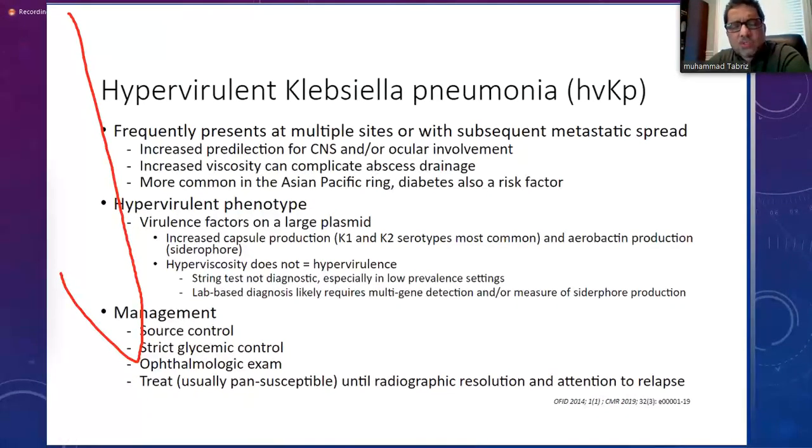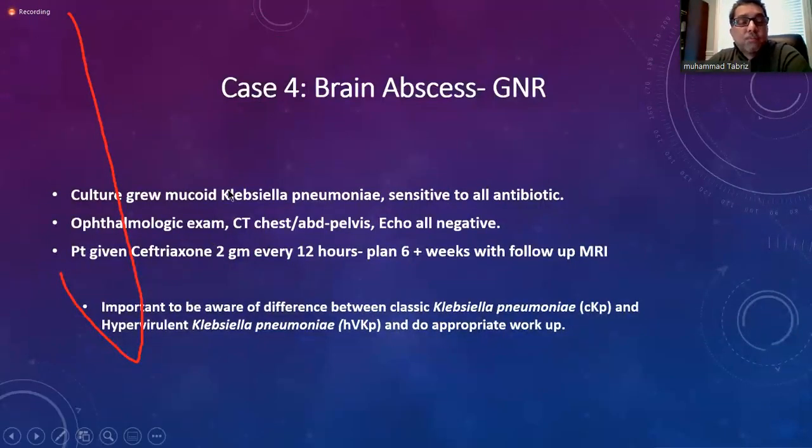So you control the source, and most of these hypervirulent Klebsiella are sensitive to most of the antibiotics that we see. However, now because of plasmids from the regular Klebsiella, we have seen resistant hypervirulent Klebsiella pneumoniae, making it difficult to treat. Our patient actually grew a mucoid variant of Klebsiella pneumoniae, and it was sensitive to all antibiotics, treated with 6 weeks of antibiotics. We did the echo, we did the CT, everything else was negative.